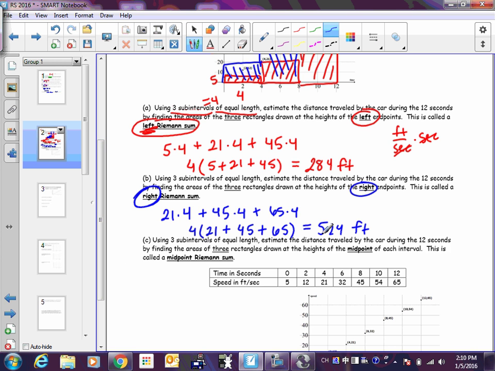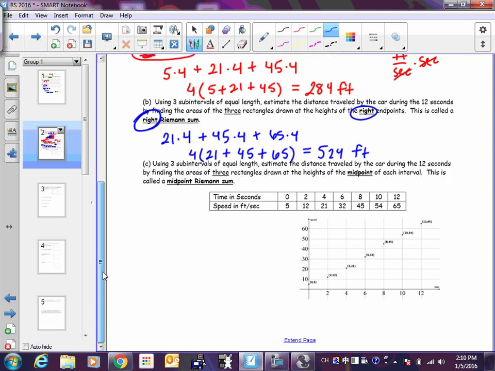So this is a lot bigger. Do you think 524 is a better answer than 284? I don't know. It's an over approximation. Probably the best answer is somewhere in between here. All right, let's look at C.